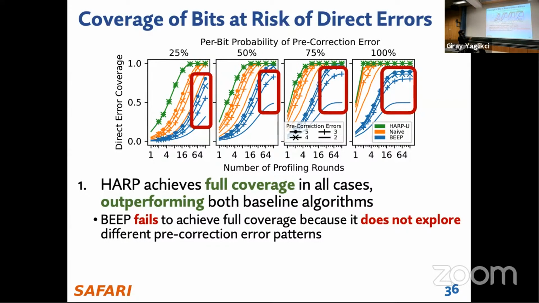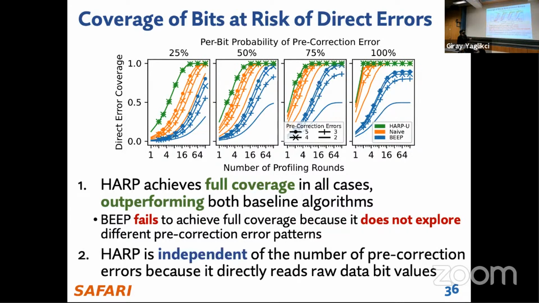As a side point, BEEP actually fails to achieve full coverage of direct errors because it's not exploring different pre-correction error patterns. It's choosing specifically patterns that result in indirect errors, and therefore it's not getting good coverage of direct errors. The second point is a little harder to see, but HARP is independent of the number of pre-correction errors.